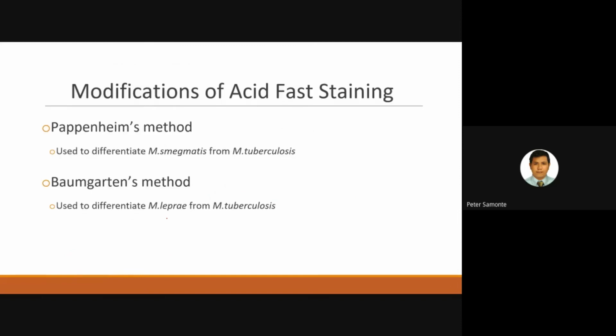All right, there are some modifications of acid fast staining, class. So you have your Pappenheim's method. This is used to differentiate Mycobacterium smegmatis from Mycobacterium tuberculosis. So in your lecture, this will be discussed, class, sa Mycobacterium nyo. Now, one of those is your Mycobacterium smegmatis, which is commonly found in your smegma.